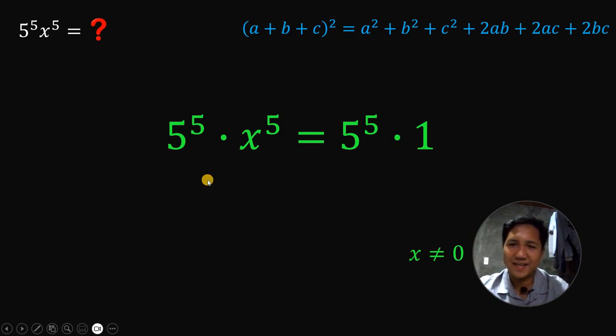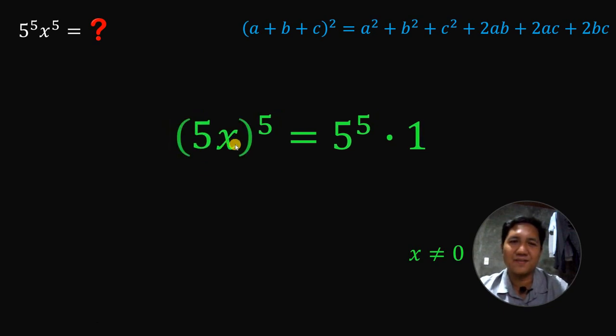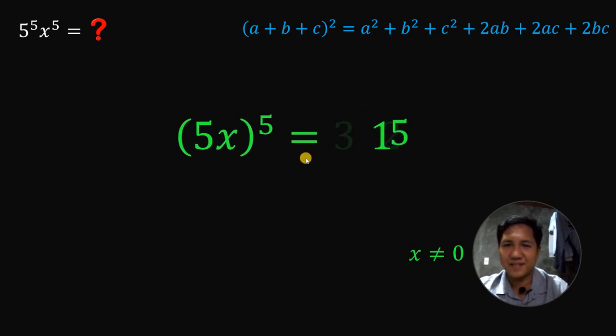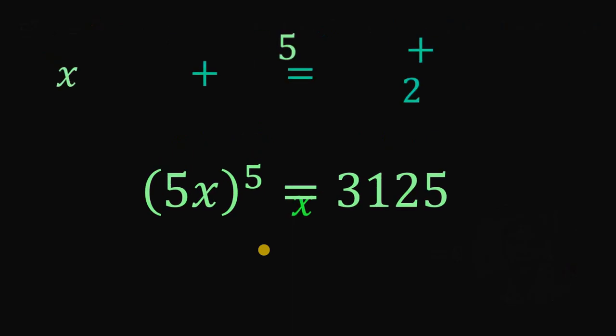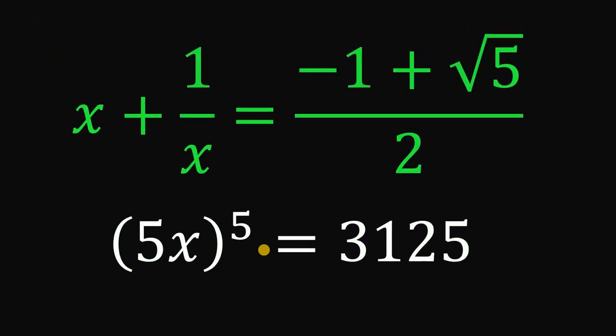Therefore, the left-hand side now is definitely equal to 5x raised to the fifth power, and it is equivalent to 5 raised to 5 times 1. And 5 raised to 5 is simply 3,125. Therefore, our answer to this question must be 3,125. And as always, we are done.